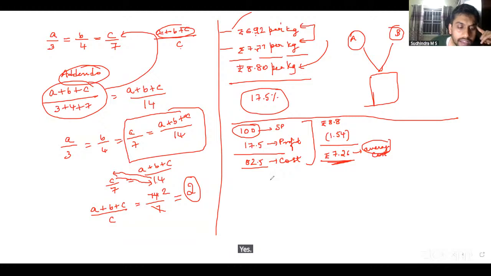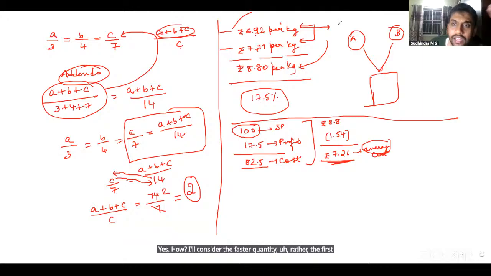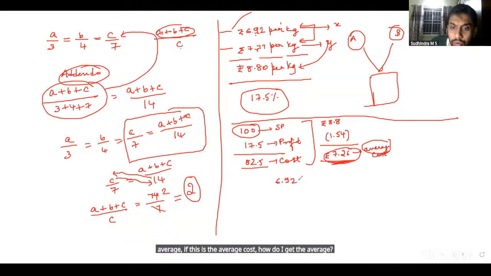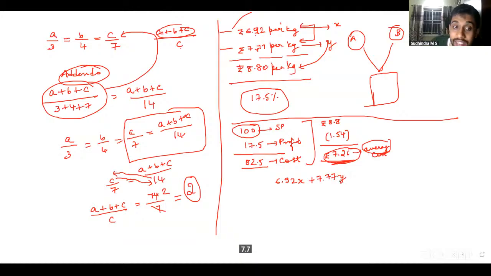Yes. How? I'll consider the quantity of the first type of tea mixed as X, and the quantity of the second as Y. Can I tell the average? If this is the average cost, how do I get the average? 6.92 into X plus 7.77 into Y gives me the total cost, divided by X plus Y, the total quantity. Total cost by total quantity is the average.